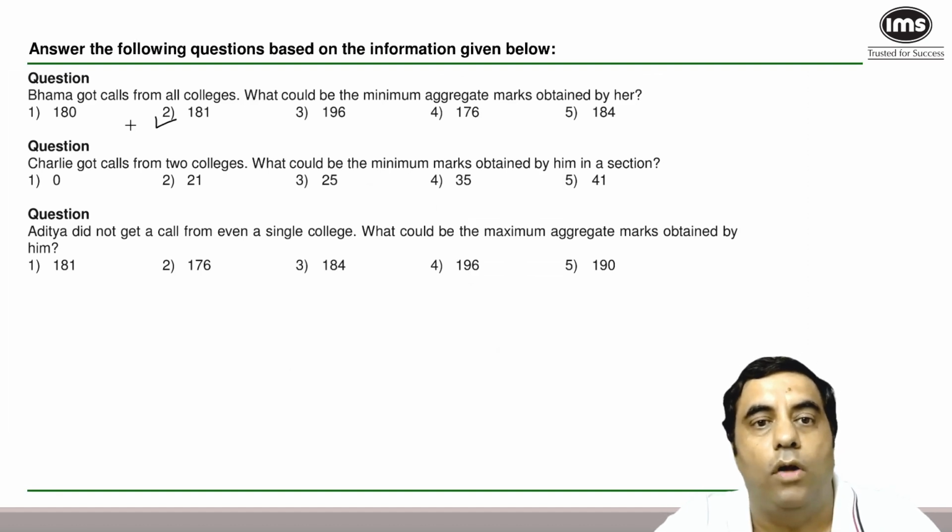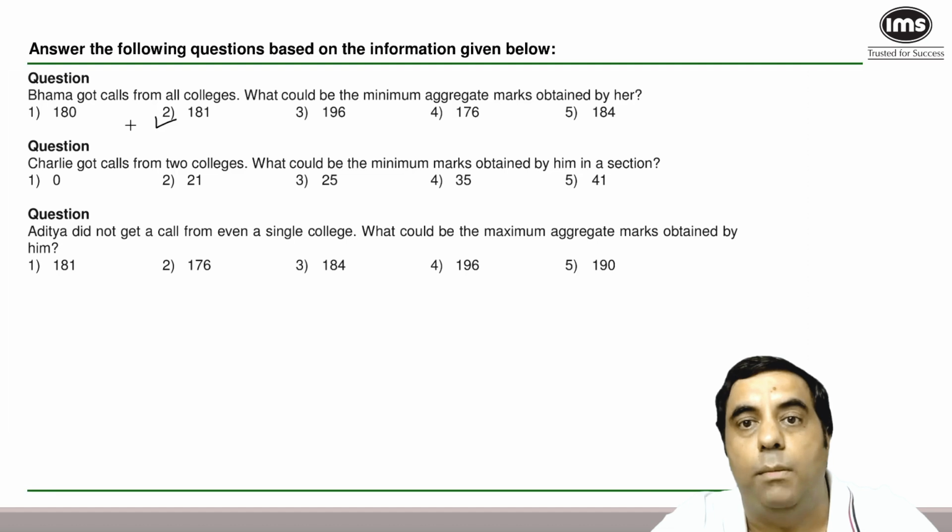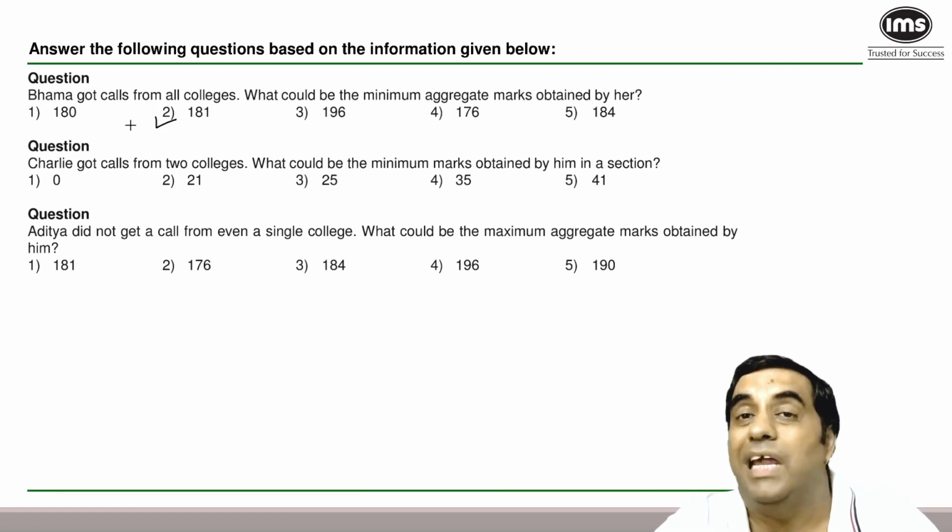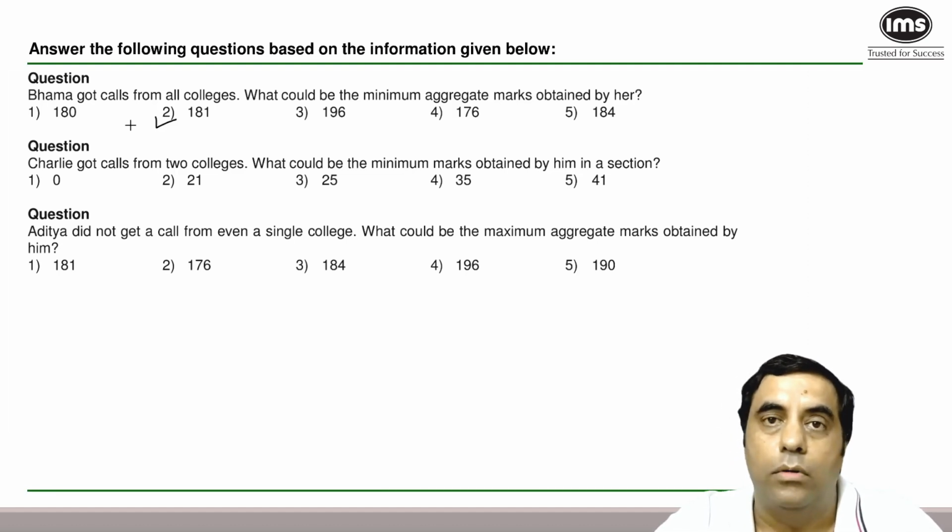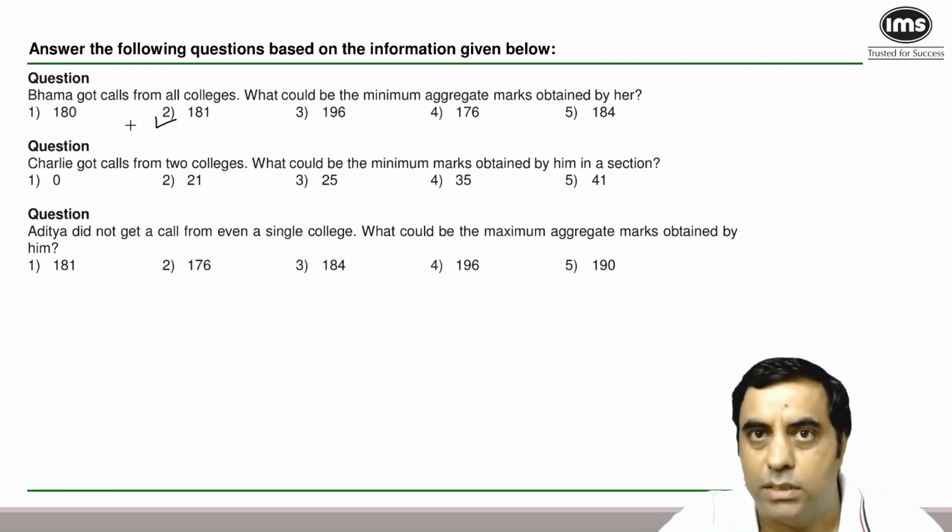Now, Charlie got called from 2 colleges. Okay, so that means exactly 2 colleges he has got a call from. What could be the minimum marks obtained by him in a section? Now, what I want is, first, he has to get a call from 2 colleges, right?